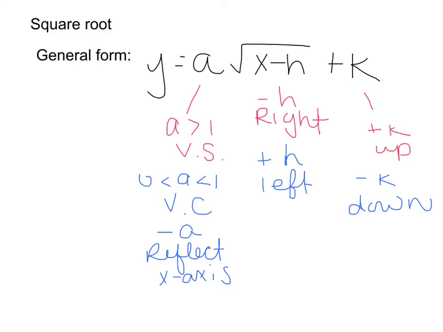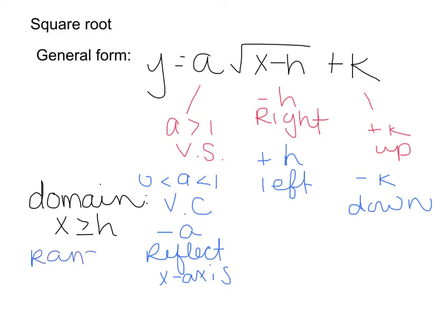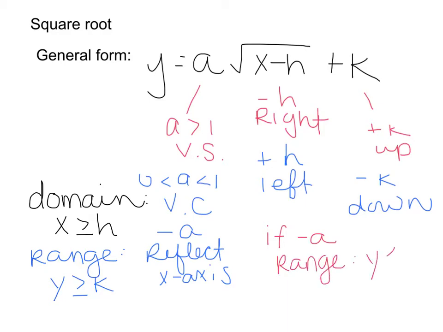Now let's talk about the domain and the range for your square root functions. So your domain, since it's x values, you write x is greater than or equal to h. Your range, since it's y values, you write y is greater than or equal to k. The only time that's going to change is if a is negative, then the range becomes y is less than or equal to k.